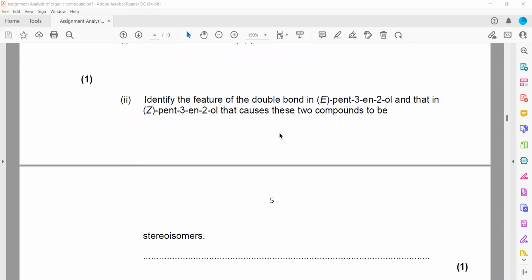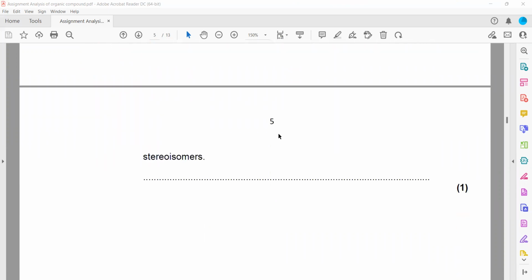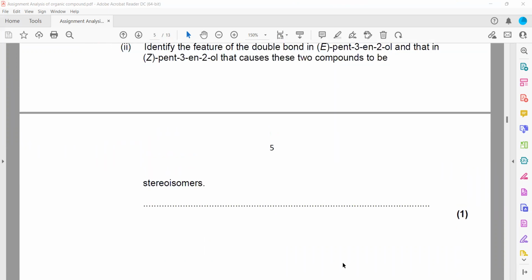Identify the feature of the double bond in E-pent-3-en-1-ol that is causing the two compounds to be stereoisomers. So what is the reason why the two compounds are stereoisomers? Because there is a restricted rotation about the carbon-carbon double bond. Because the carbon can form four bonds, two of them are in the same plane, one is in, another one is out.